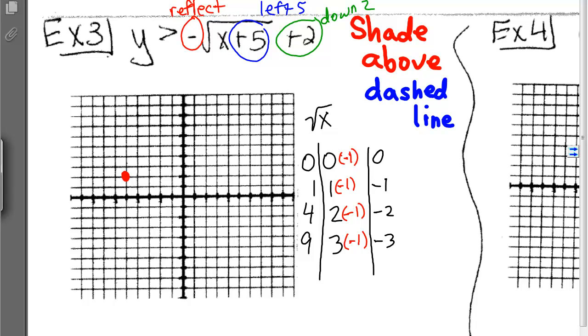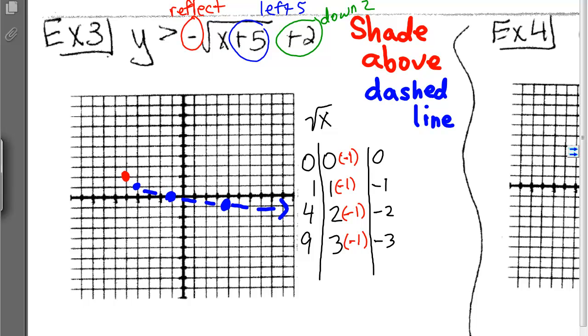Let's plot our new point at -5, -2. 0, 0, it does not move, 1, -1. So we go out 1 from here, down 1, out 4, down 2, and out 9, and down 3, and draw our line.